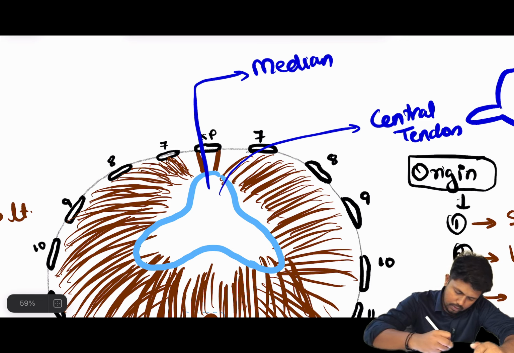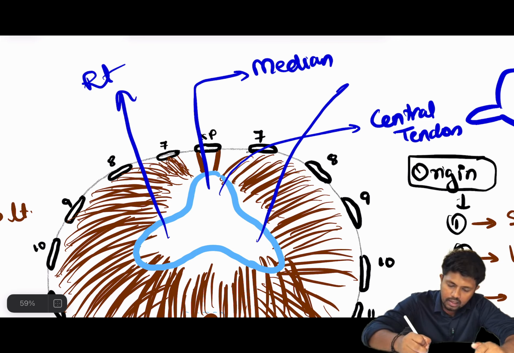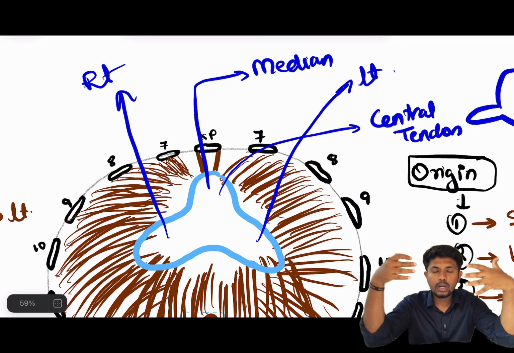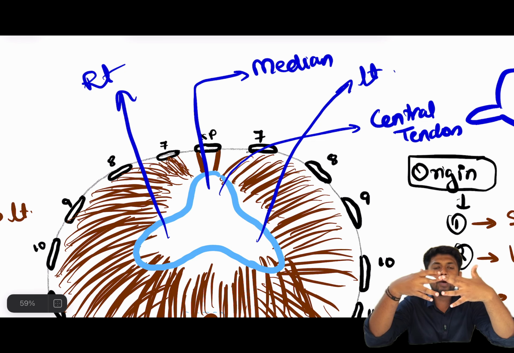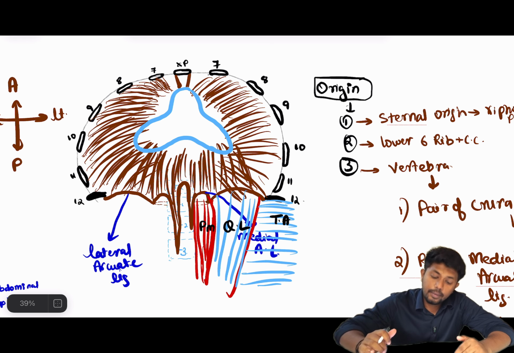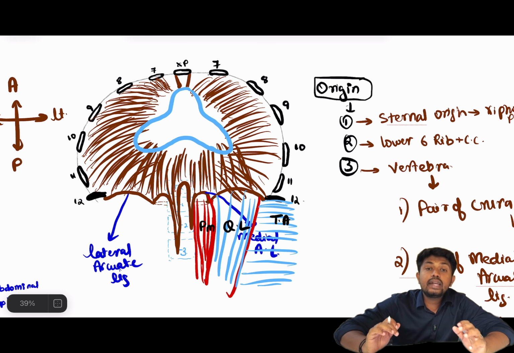Median leaflet, right leaflet and the left leaflet. So in this way the muscle that is originating will come and converge toward the median depressed part that is forming the central tendon of the diaphragm. Now we'll see the openings that are present in the diaphragm.